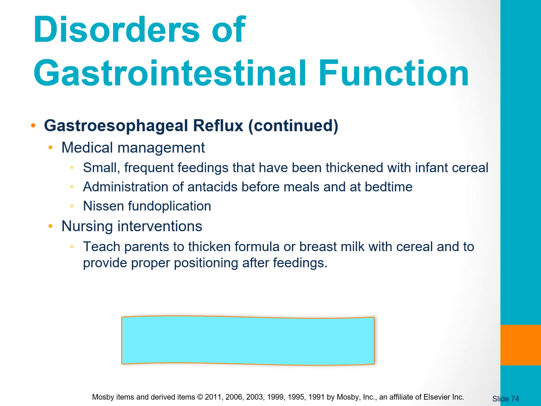And then nursing interventions for this are going to be teaching parents how to thicken formula or breast milk, how to identify if the child is aspirating, and then proper positioning after feedings, which is typically sit them up. So right after a feeding or a meal or a bottle, they should sit up for quite a while instead of just laying them flat on their back.